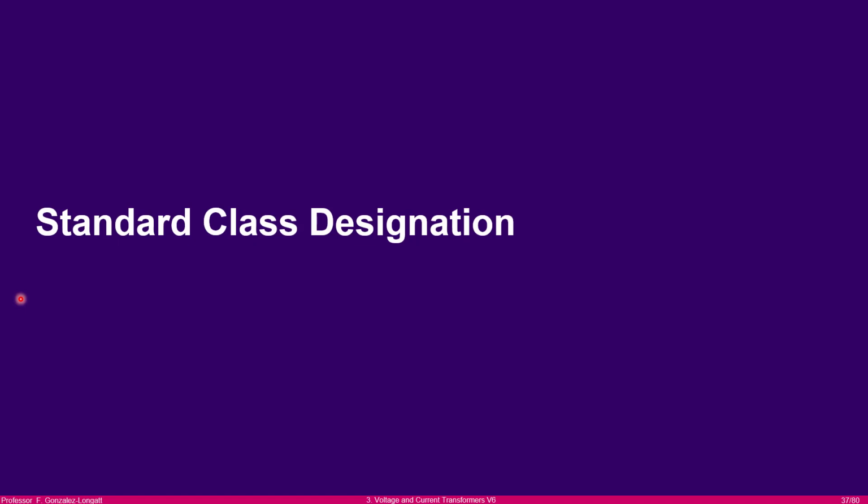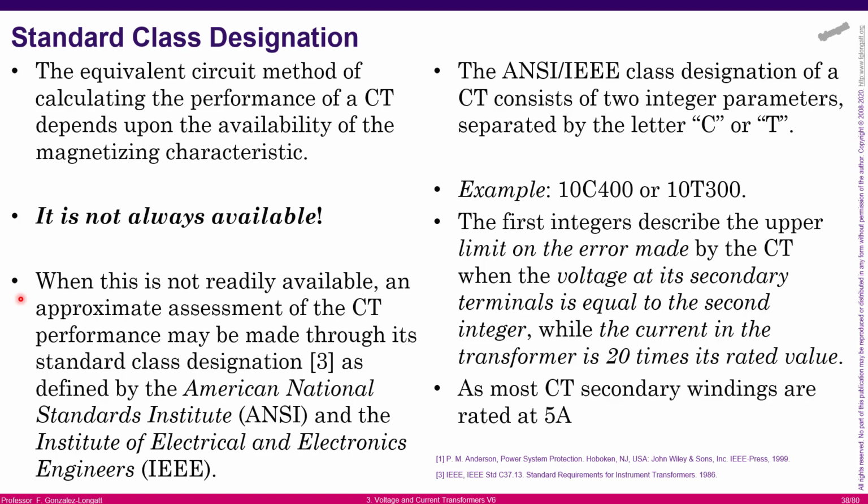The next step is moving forward, and now we need to talk about standard class designation. If you remember, I was talking about how you can obtain the different steady state performance indicators, and I introduced two of them: per unit current error and the letter R, that is the corresponding ratio correction factor. These can be calculated using some assumptions as I presented before, but that is only if you have the magnetizing characteristic. If you have it, it's always possible to calculate the performance of your CT. But if you don't have it, that is where we need to start to use the standard class designation.